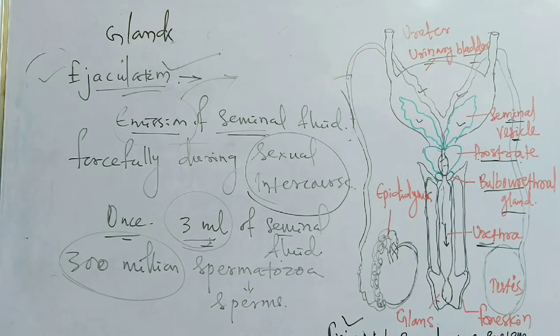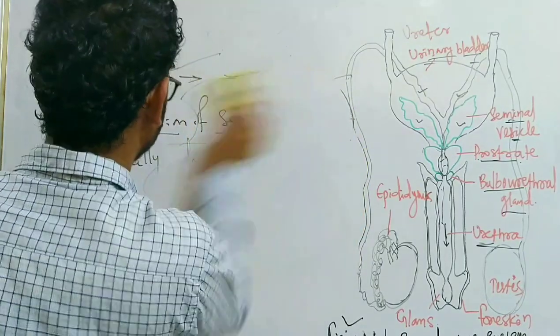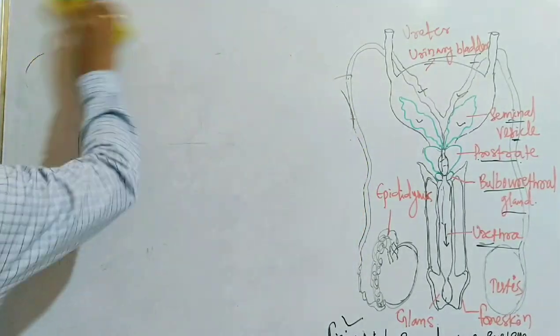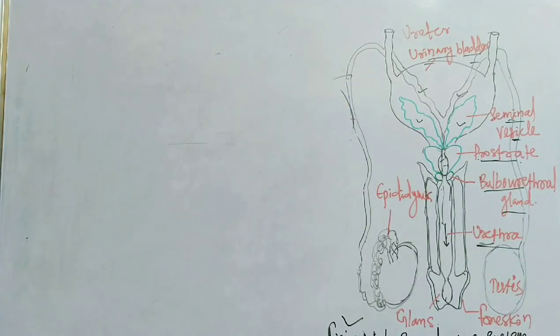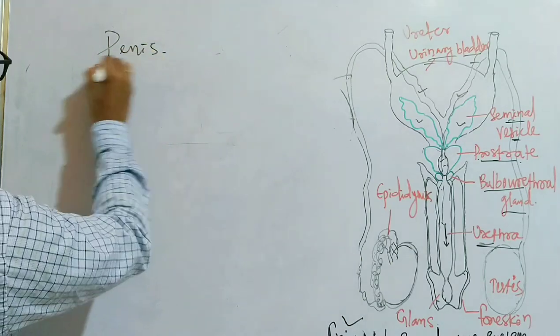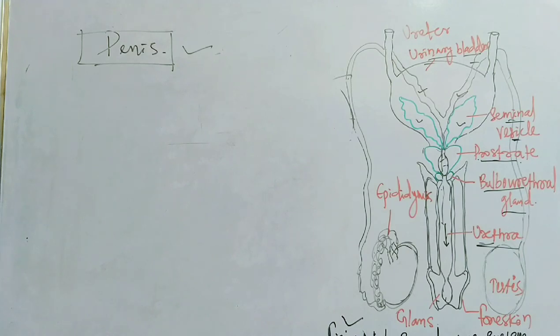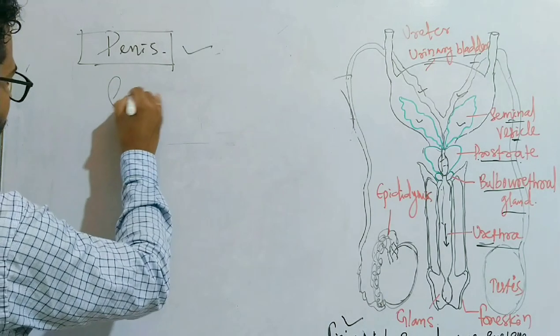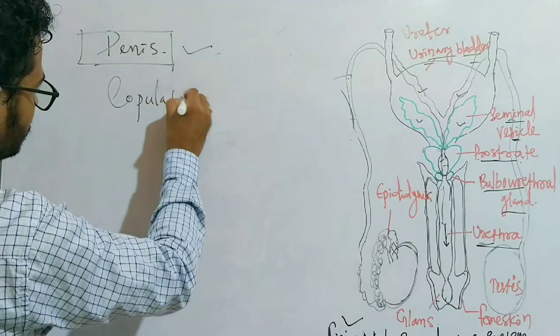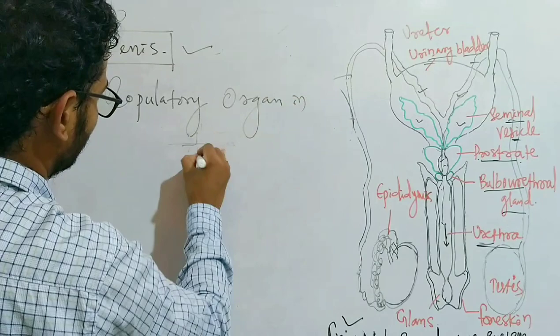So finally we will discuss the supporting and the most important genital organ of the human male, that is the penis. So let's discuss the detailed structure and function of the penis. It is the copulatory organ in human male.